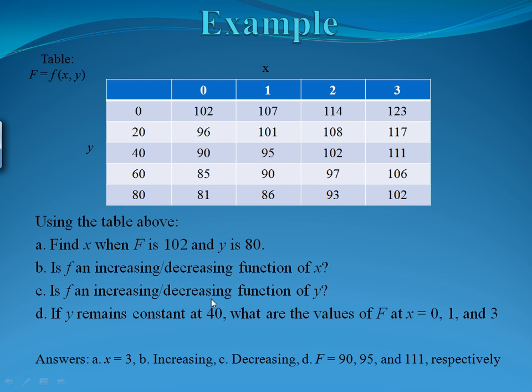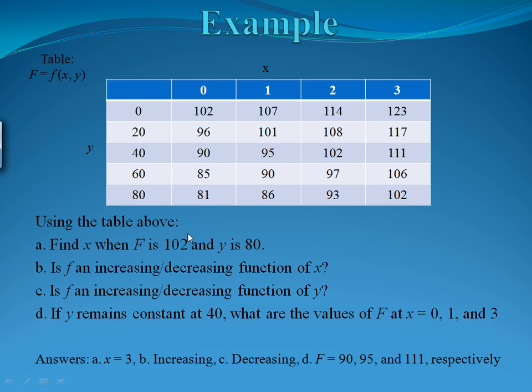C. Is F an increasing or decreasing function of y? And D. If y remains constant at 40, what are the values of F at x equals 0, 1, and 3? So for part A, we want to find x when capital F, our dependent variable, is 102 and y equals 80. So y equals 80 represents this bottom row right here. So that's the values we're looking across.